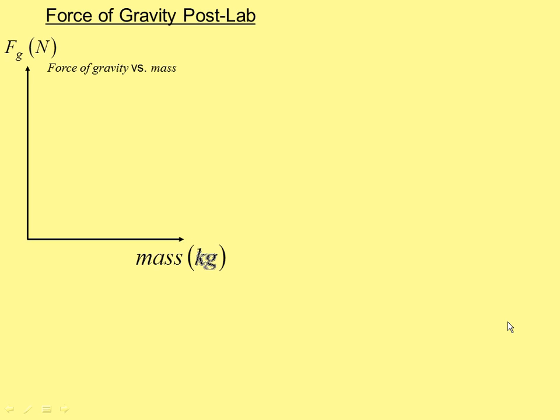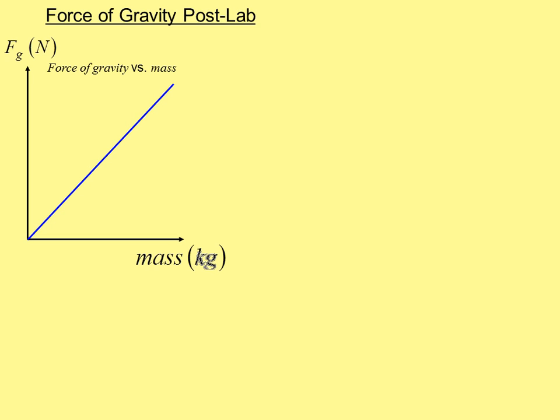In this lab, you took a bunch of different masses in kilograms and hung them from a spring scale one at a time, and you used the spring scale to measure the force of gravity in newtons. Again, the force of gravity, remember, is an interaction between the Earth and the masses. And then you graphed these force of gravities versus the mass, and you got a nice straight line graph.